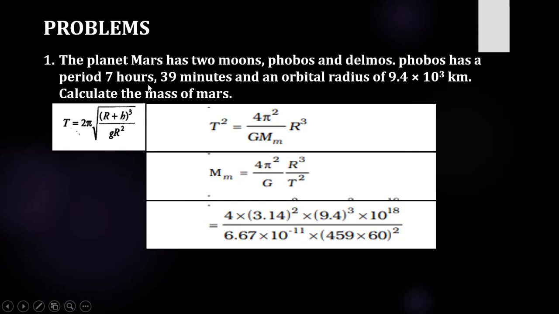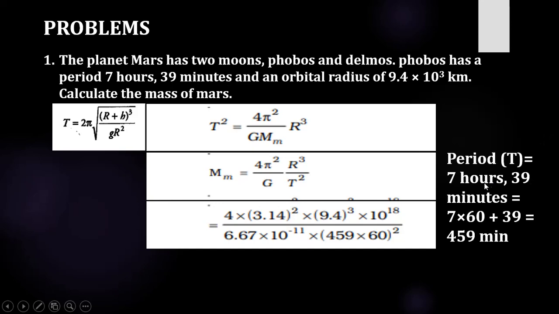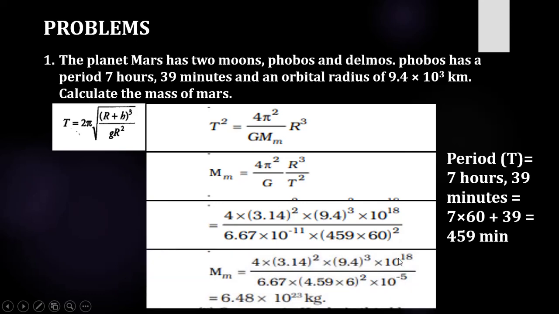Here they have given 7 hours 39 minutes, so you have to convert 7 hours 39 minutes into seconds. 1 hour means 60 minutes, so 7 hours means 7 into 60 minutes. Then 39 minutes is there, you have to add it, then you get 459 minutes. If you multiply 459 with 60, then it will be converted into seconds. So you have to take the time period in seconds according to the SI system, the square value. Then you have to simplify this formula, then you get the answer 6.48 into 10 to the power of 23 kilogram.